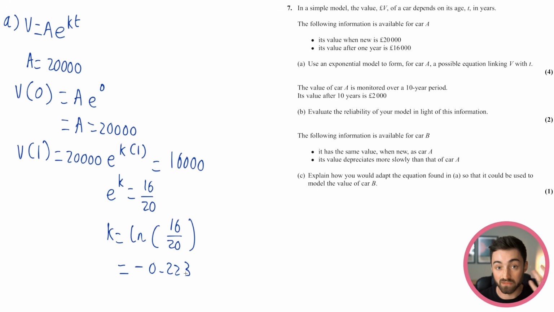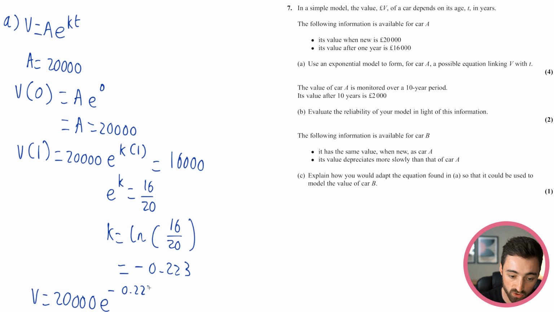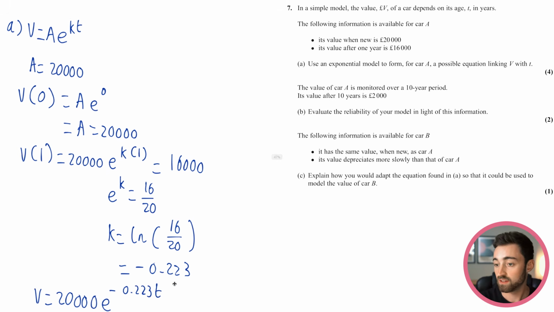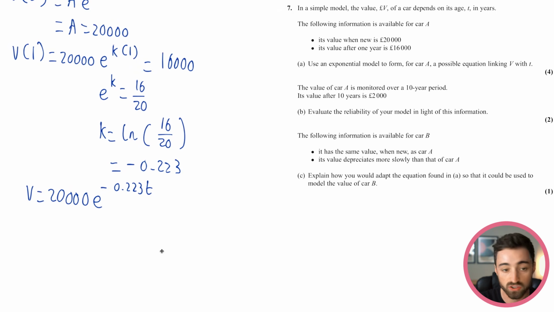Now this makes sense. And the reason is, the value of this car is going to be going down, right? Cars don't go up in value, generally, most of the time, as time goes on. So the fact that we have this negative value of k means that this exponential curve is actually going to be a negative exponential curve. So the value is going down over time. So my final model will be V as a function of time is going to be 20,000 times e to the minus 0.223t. Cool. Nice. That was actually the chunk of the question, it looks like.